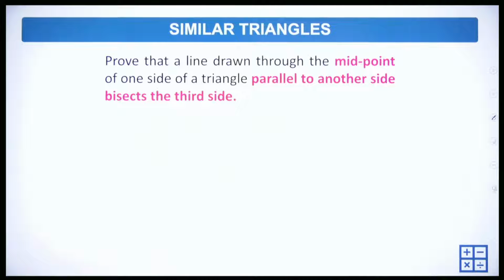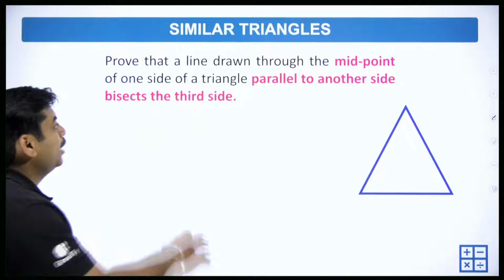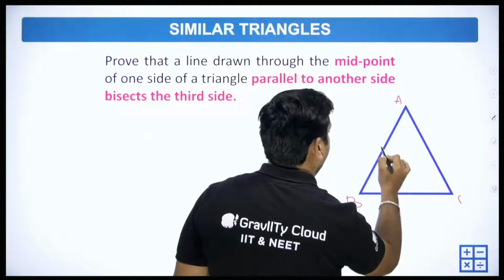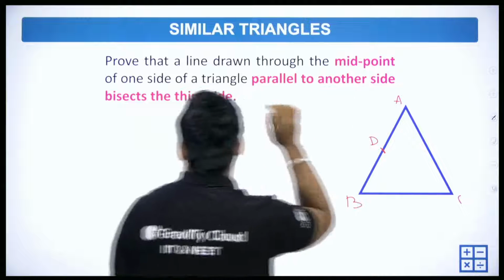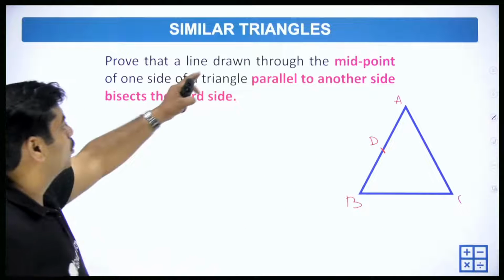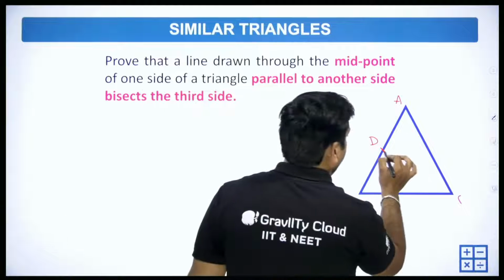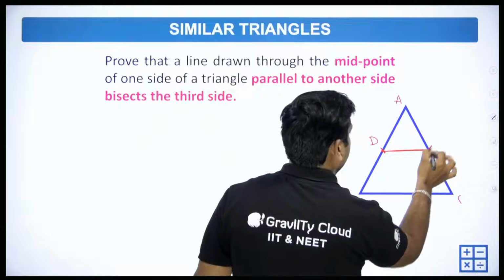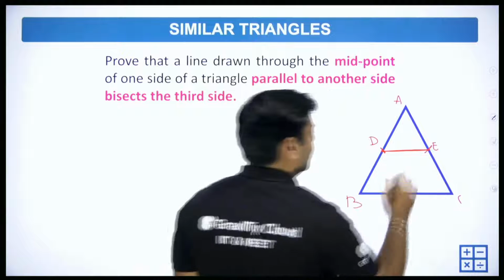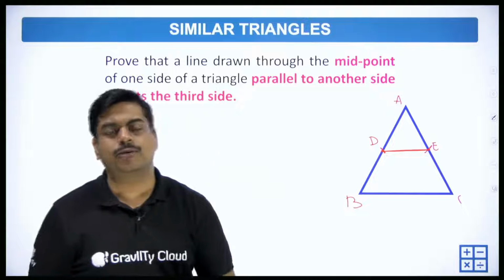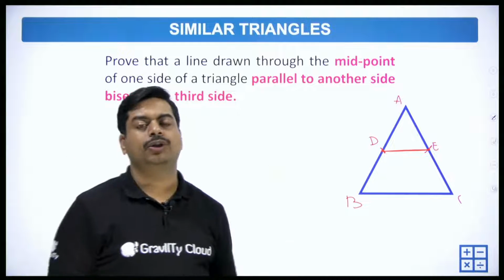Prove that a line drawn through the midpoint of one side of a triangle parallel to another side bisects the third side. Once again, let's try to understand that. Let's take this as the triangle ABC. From the midpoint, let's say D, we are drawing a line parallel to another side. We need to show that this bisects the third side. Let us take E. Now, as it was given that these two are parallel, you can use the basic proportional theorem. If these two are parallel, they will be in proportion.